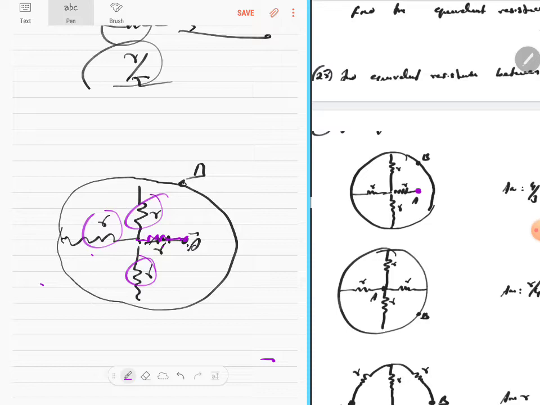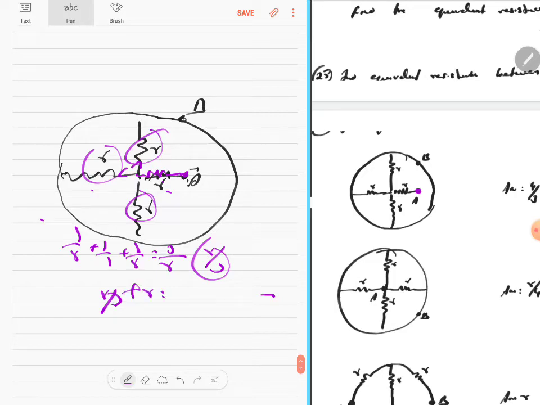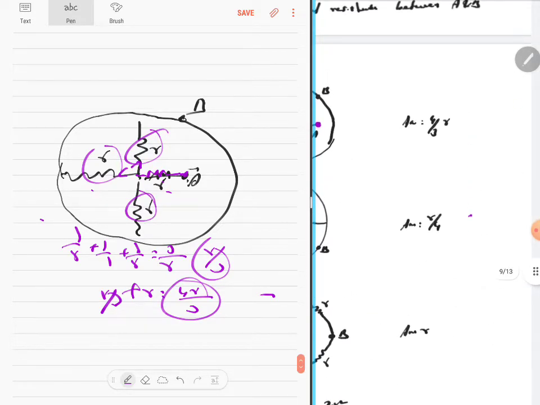The current is going to get split like this, split like this. Can you see that? Can I consider these 3 are in parallel? 1 by R plus 1 by R plus 1 by R, which is 3 by R, so R by 3. And that is in series with this R. R by 3 plus R, which is 4R by 3. Would it be the answer? Yeah, that's the answer. You understand how I am looking at it?